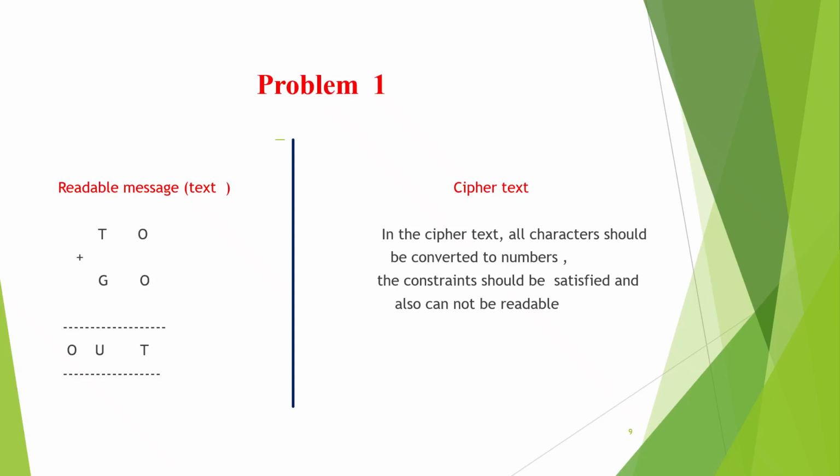Now let us go to the problem. Let us take one problem. Take one readable message: T plus GO equals OUT. This is the given readable message. Now we should convert this message into ciphertext. We are converting to ciphertext by assigning values to the variables, provided all conditions are satisfied.